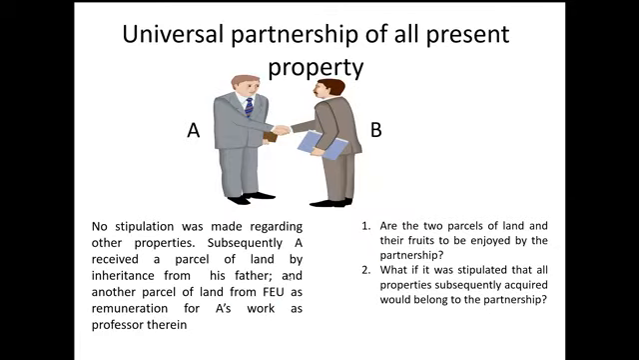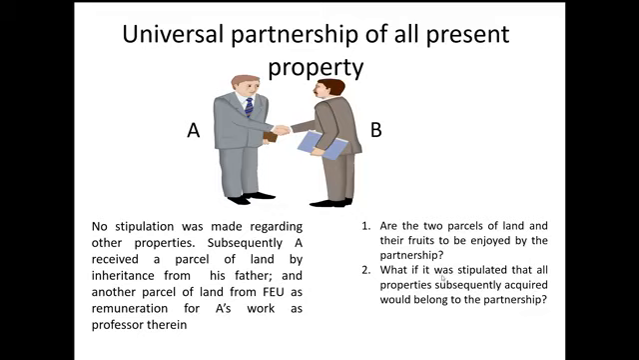Okay? A and B, okay, nag-form ng partnership, universal partnership of all present property. Sabi niya, no stipulation was made regarding other properties. Subsequently, A received a parcel of land by inheritance from his father and another parcel of land from FEU as remuneration for A's work as professor there. Question number 1, are the two parcel of land and their fruits to be enjoyed by the partnership? Of course, no. Kasi lahat yan ay property subsequently acquired, kaya excluded because we're talking of present property.